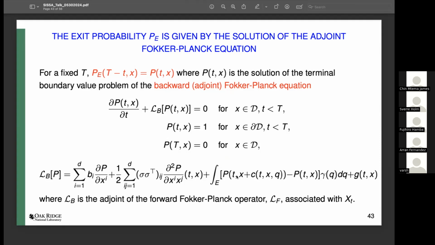And probably I will not have enough time to explain this in detail, but the idea is the following. Remember that the quantity of interest, what we want to compute, is the probability of exit time. This is what we call P sub E. Well, it happens that P sub E can be obtained if you know P, and in this case, P is the solution of an equation that looks almost the same as this one, except that my L of F has been changed by the adjoint operator, okay? And this actually turns the problem into a terminal value problem that you can use in a very efficient way to solve this problem.